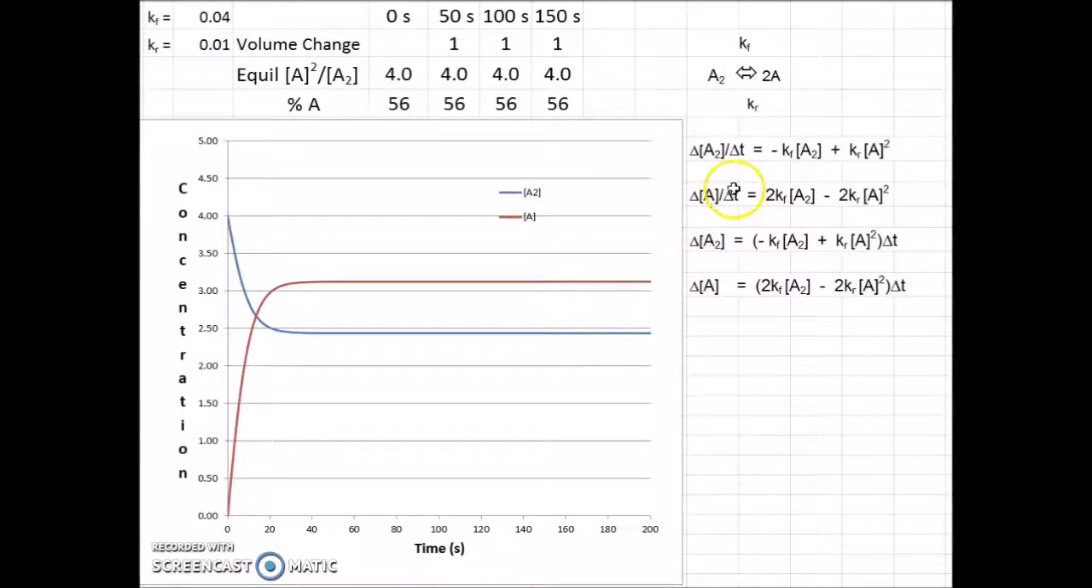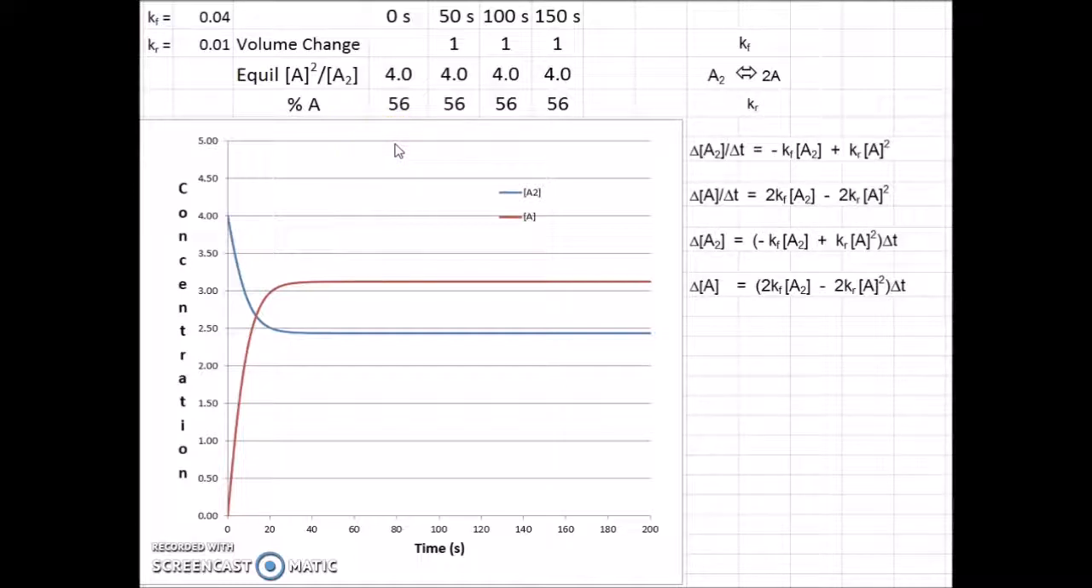And we bring the time to the other side, make each increment 1 second. Our K's are small enough that 1 second is a small enough interval. And we can have a simulation of how the concentration changes with time. In the first example, the initial concentration of A2 is 4 molar, and the concentration of A is 0. And when they reach equilibrium, you can see it turns out there's 56% A, and the rest is A2.